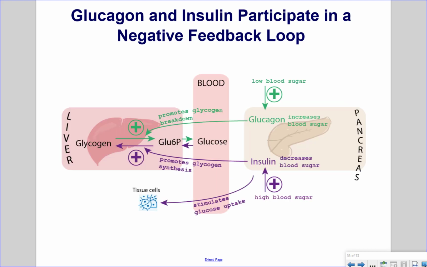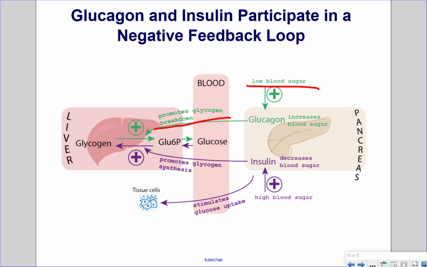Glucagon and insulin participate in a negative feedback loop. In this diagram, we see that low blood sugar will stimulate the pancreas to secrete glucagon, which in turn promotes glycogen breakdown, causing glucose to be put back into the blood. So that's negative feedback because we are opposing that stimulus. The blood sugar was low, that was a stimulus. Now we're putting sugar back into the blood.